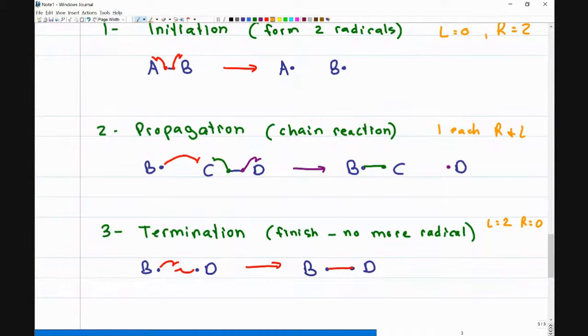Let me know if your professor asks questions like this, and if yes, if you like the trick. And then let's see if you're ready to put this into practice with the first mechanism, which we'll look at, and that is the radical halogenation of alkanes.